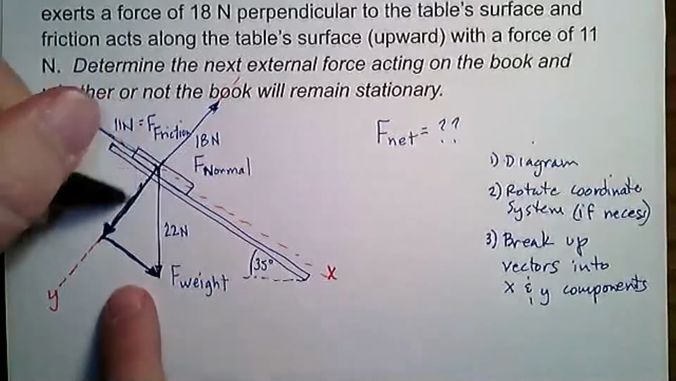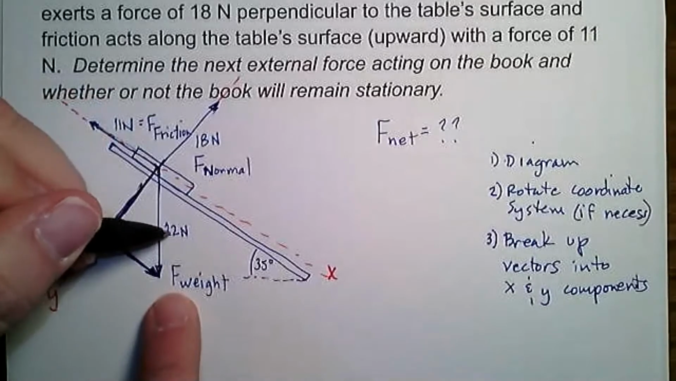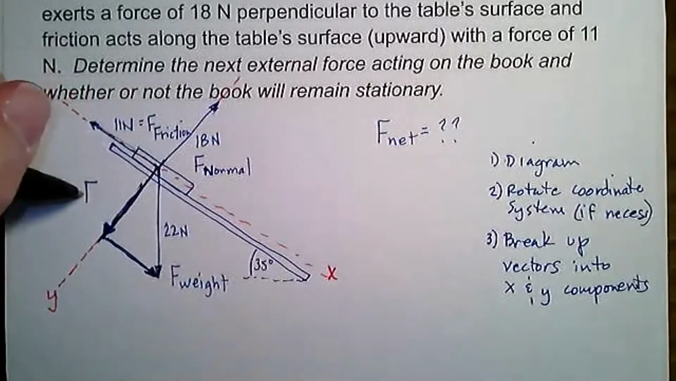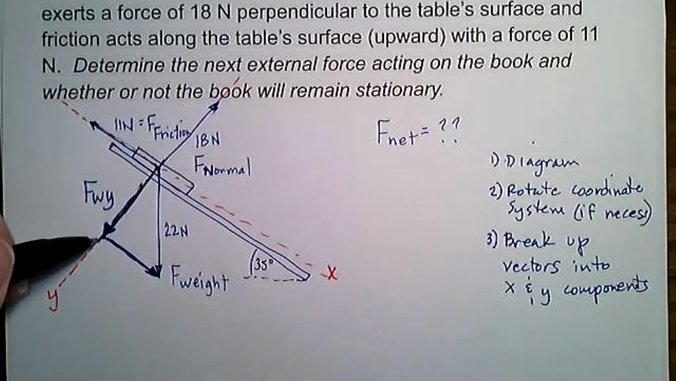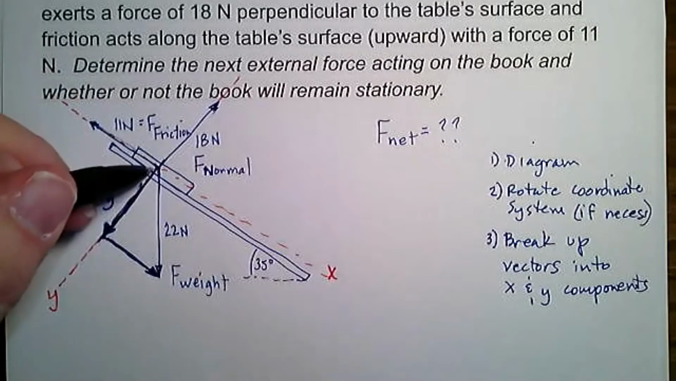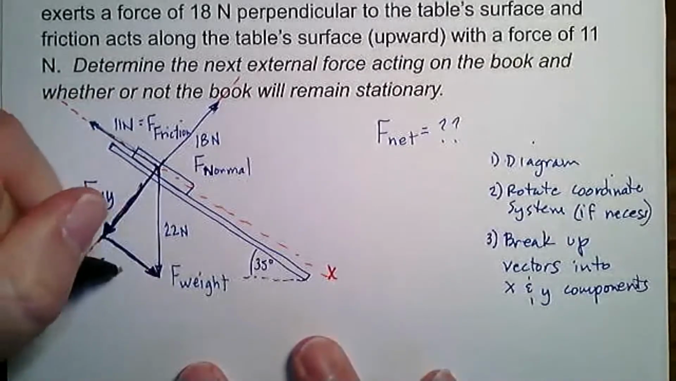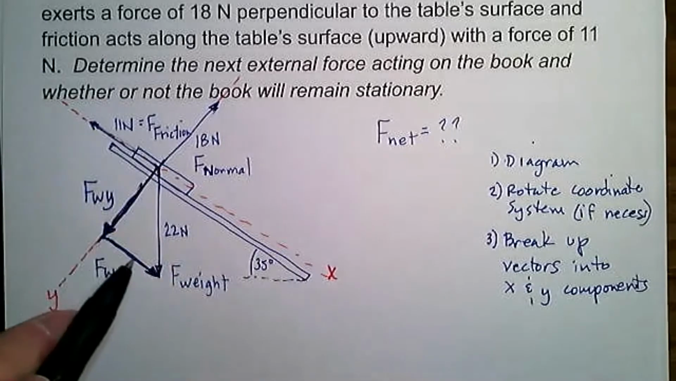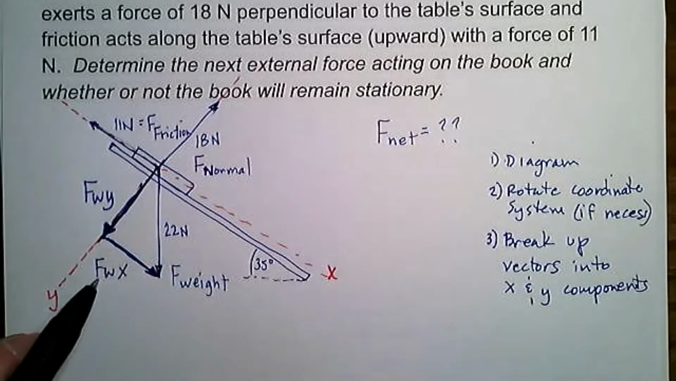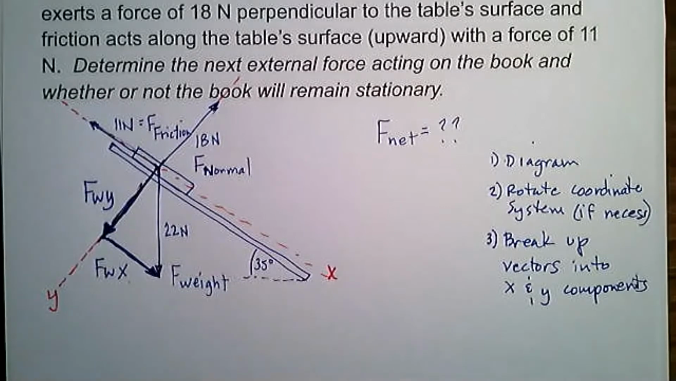And so I would call this component of the weight, again, the weight we know is straight down, 22 newtons, I would call this FWY. It's the Y component of this vector here, the hypotenuse. And I'd call this one FWX. Again, the X direction runs this way. So if it's parallel to that, we would call this the X component of the weight, right? So we need to break those up.